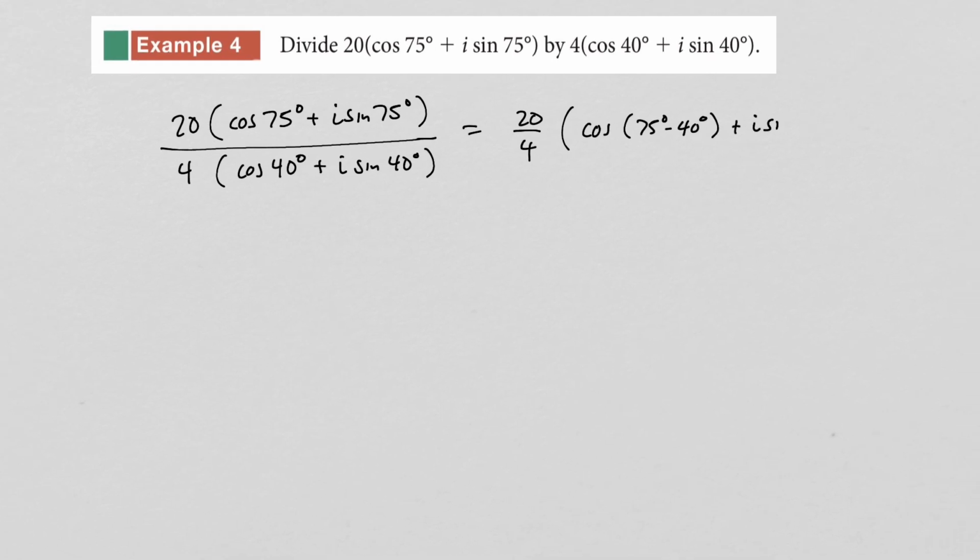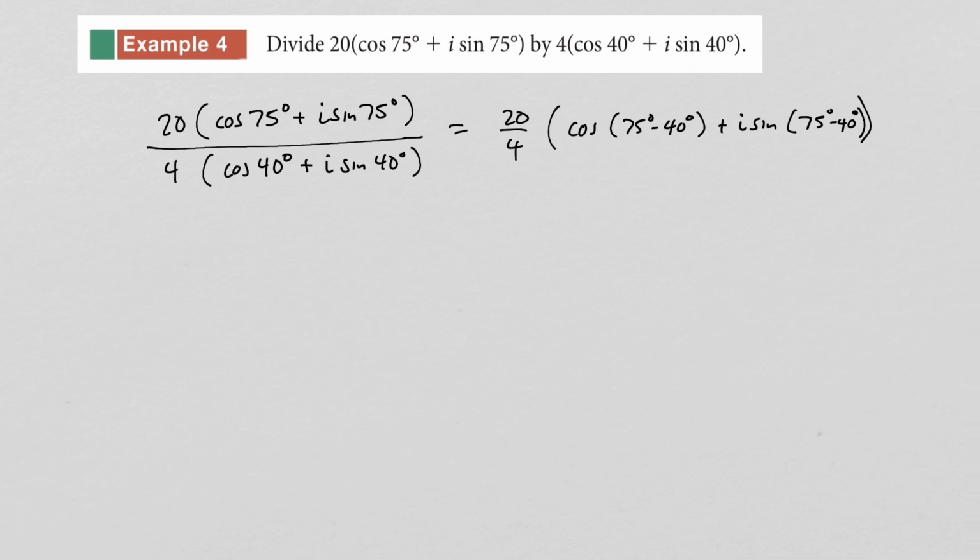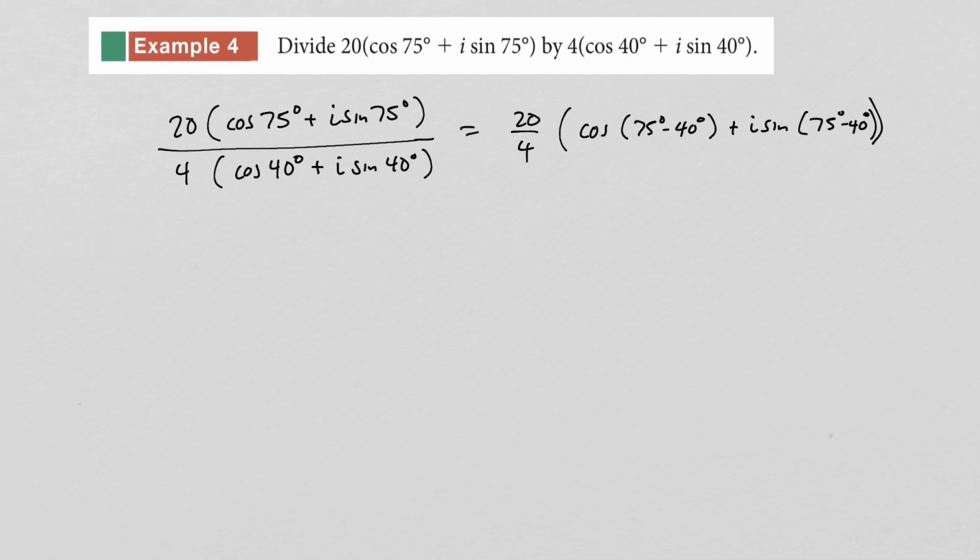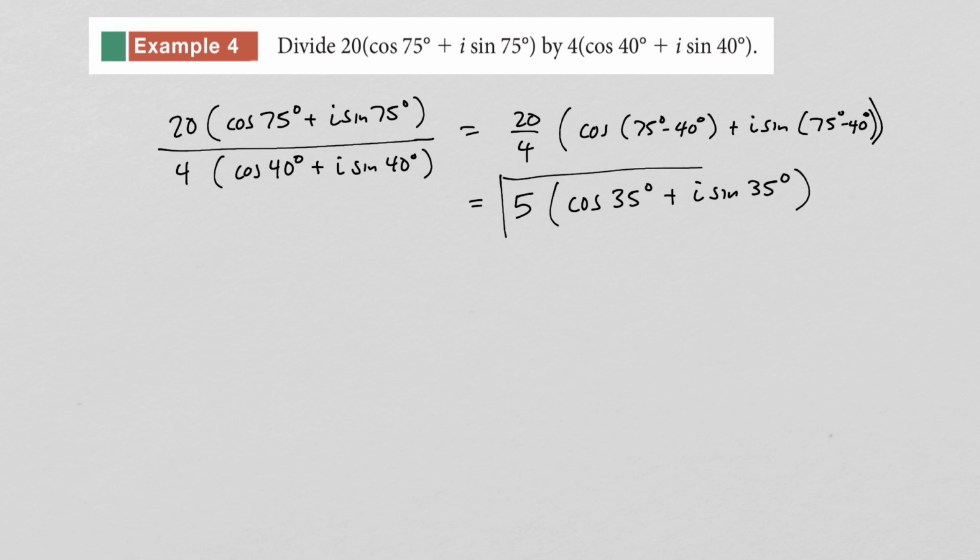Right? The angles inside of the cosine and the sine are always the same when you're talking about complex numbers. So what we have then is 20 divided by 4, which is 5, and then cosine of 35 degrees plus i sine of 35 degrees. And this is the answer in trigonometric form.